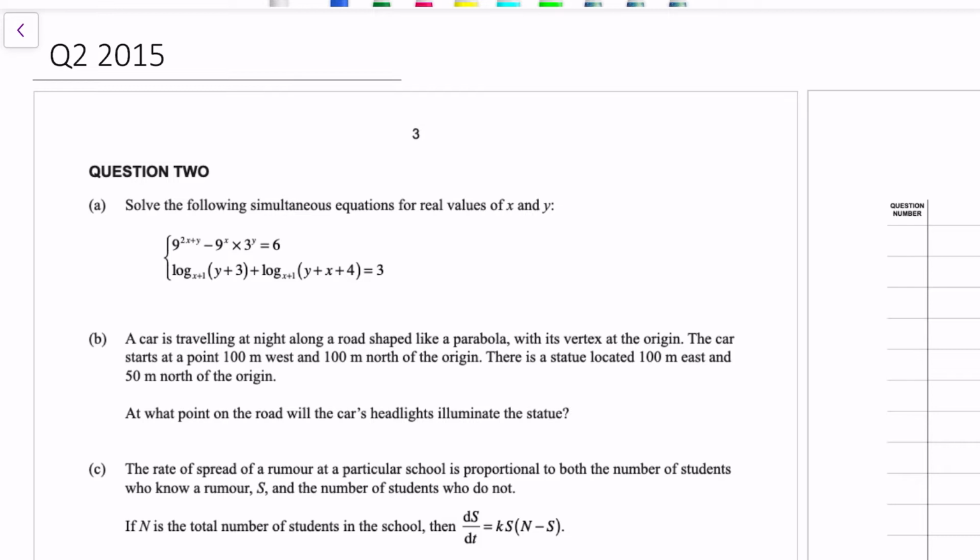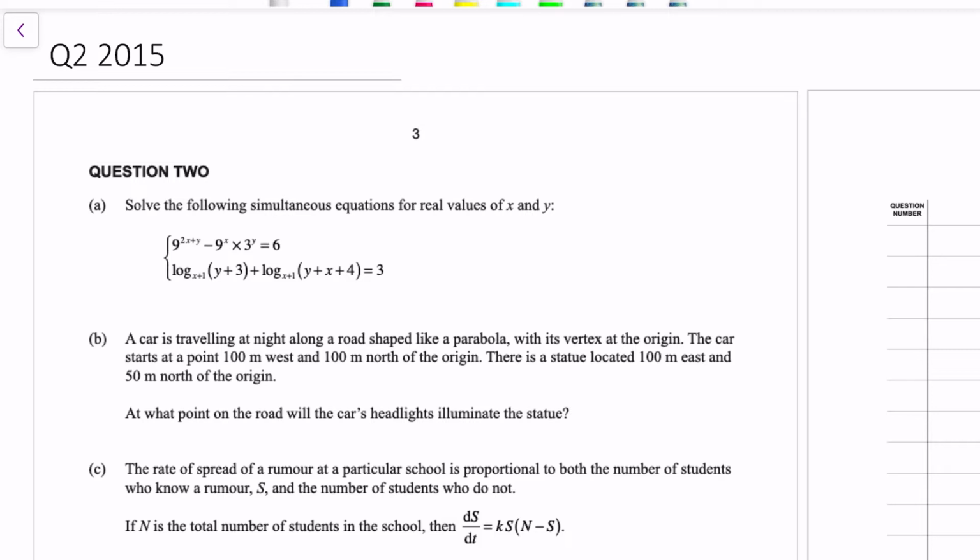First part is a nice system of equations involving exponents and logs. The second is an interesting, very contrived problem about a car driving along a parabola. We'll look at that in two different ways, one using differentiation and the other using the discriminant.